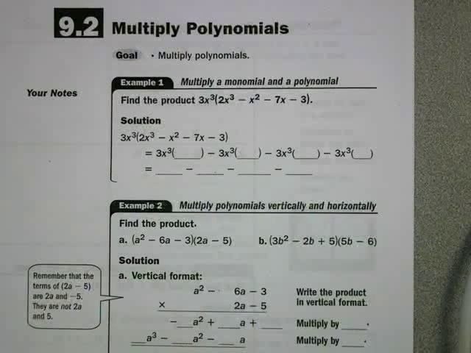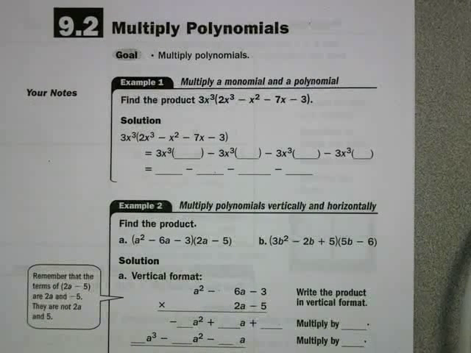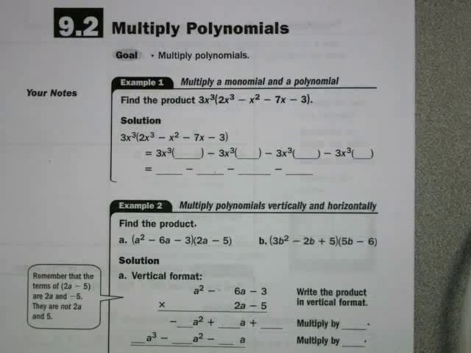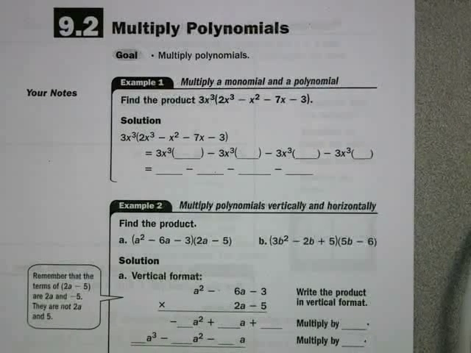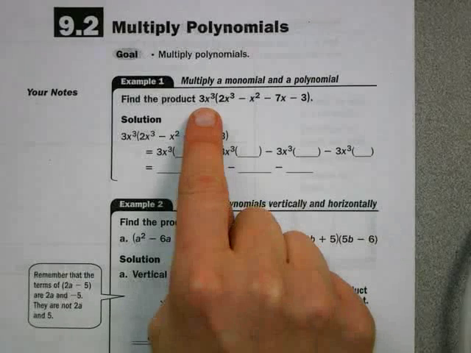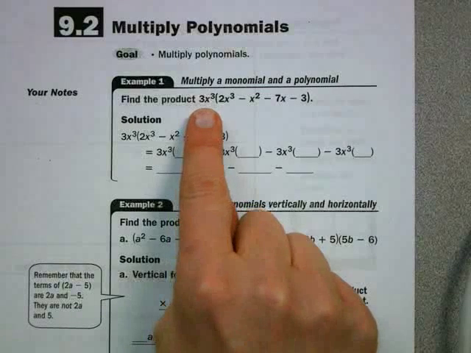Okay, this is 9.2. Today we're multiplying polynomials together. You are going to need your graphing calculator for later on in the notes, so you might just want to grab it now, or you can pause the video later and grab it. So example 1, we are going to multiply this monomial, 3x cubed, to the polynomial.